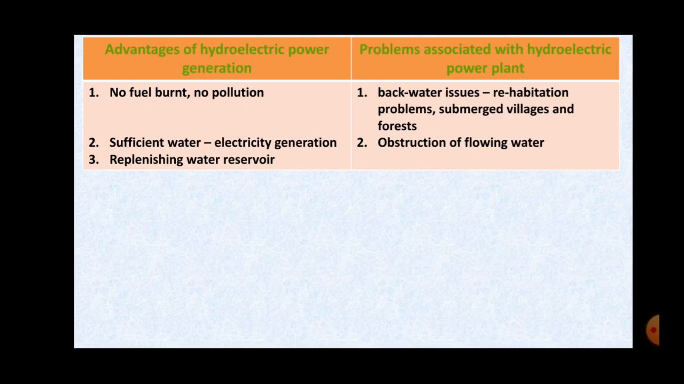Now these are the advantages. Now there are some disadvantages associated with the hydroelectric power plant. The first issue is that the water is stored in the dams, so backwater issues are introduced, which is like when the dams are to be built, the ground is to be cleared. So the people, villages, forest, agricultural land, all these are to be displaced. This is the biggest disadvantage of the hydroelectric power plant.